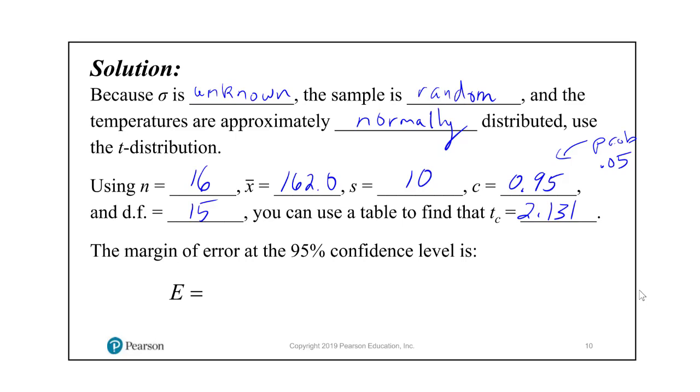All right, so then the margin of error would then just be the critical t-value times s over the square root of n. So we'd have 2.131 times that 10 was given over the square root of 16. Multiply that out and you get about 5.3. Okay, so we're not done there.